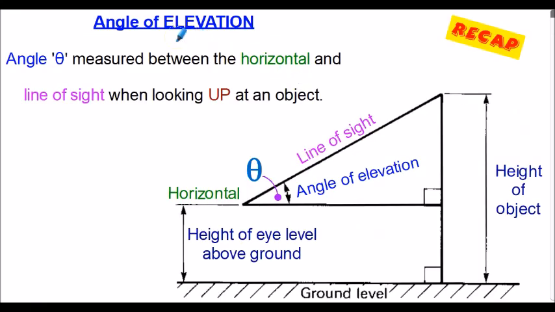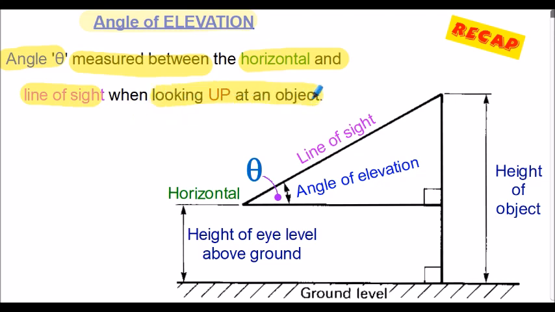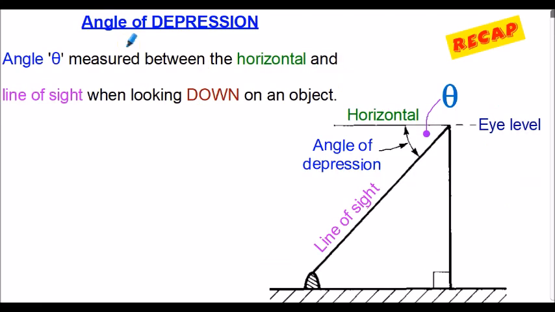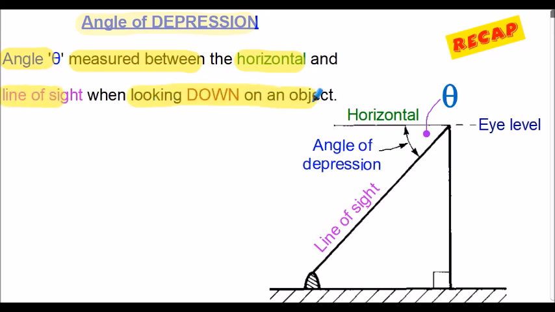Some terminology here. Angle of elevation. Angle theta is measured between the horizontal and the line of sight when looking up at an object. So angle theta shown here is the angle of elevation. Angle of depression. Angle theta measured between the horizontal and the line of sight when looking down on an object. So angle theta here is the angle of depression.